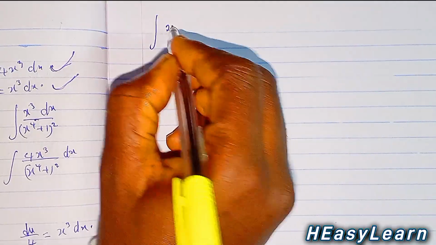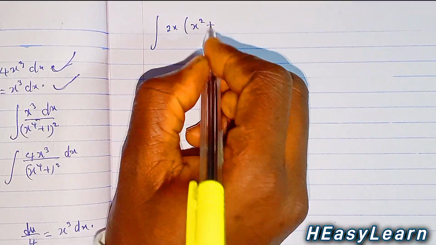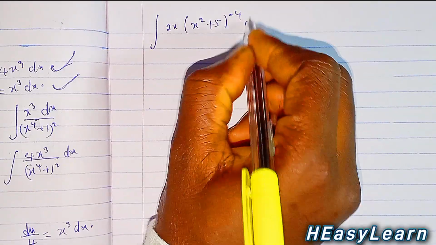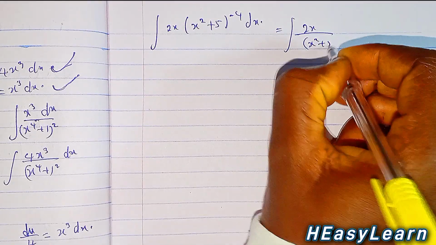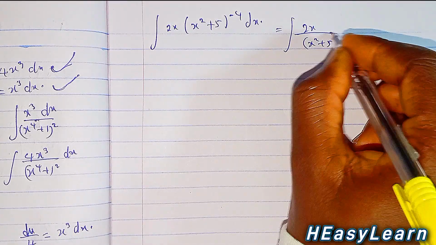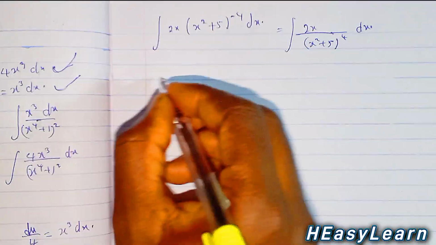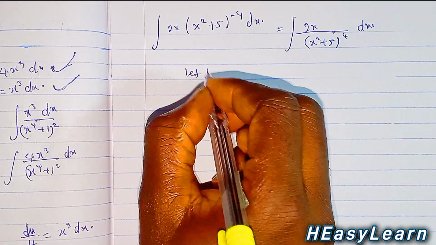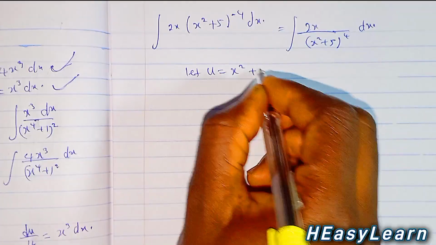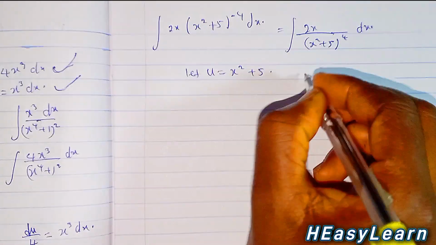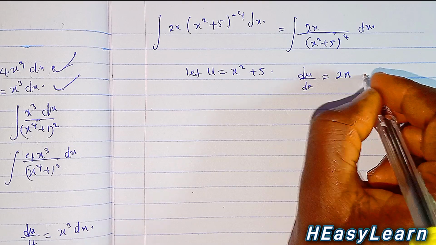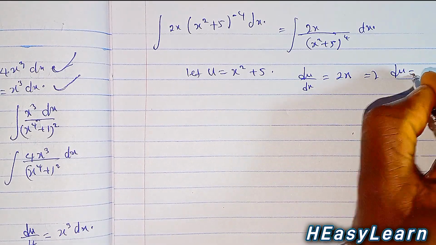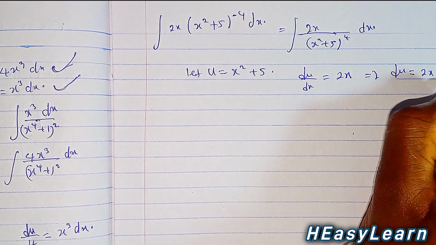Find the integral of 2x times (x to the power of 2 plus 5) to the power of minus 4 dx. In this case, this is the same thing as 2x divided by (x squared plus 5) all to the power of 4 dx. Then this is a composite function. Let u be the inside here. What is du over dx? It is 2x plus 0.